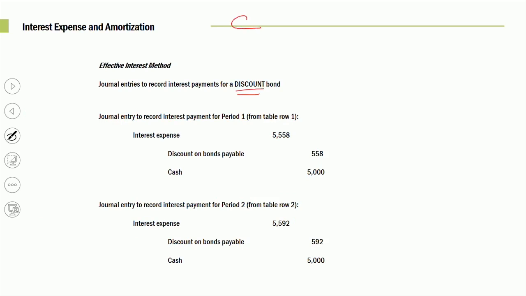All right, guys, in our next example, journal entries to record interest payments, but this time we have a discount bond. So whenever we have a discount, we're going to collect less than the face value. What are we anticipating? A yield greater than our coupon. So in this particular set of facts, the market was demanding 12%. We offered them only 10%. So we know the bonds are being issued at a discount.